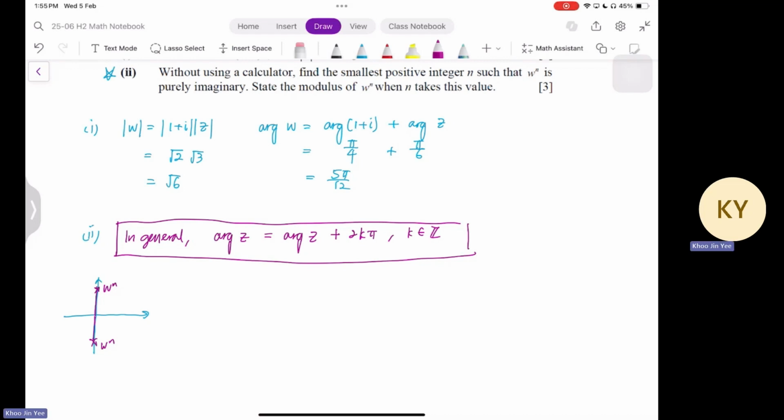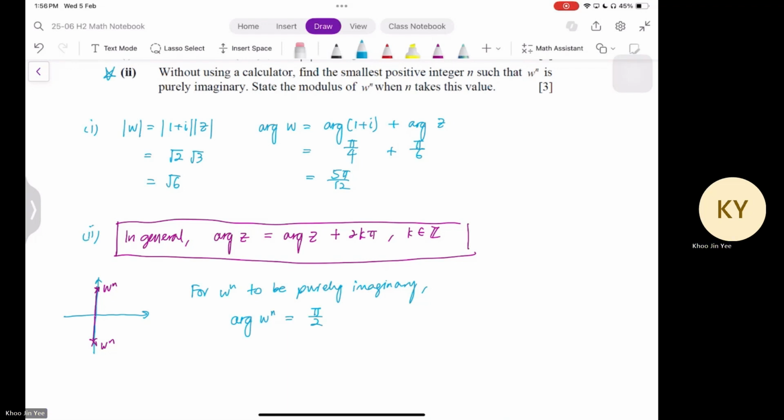So for w^n to be purely imaginary, what happens to the argument? The argument of w to the power n would be pi over 2 or negative pi over 2, it doesn't matter. As long as you take pi over 2 because it's here, correct? Either pi over 2 or negative pi over 2, but you add a multiple of pi so that you get all possibilities.